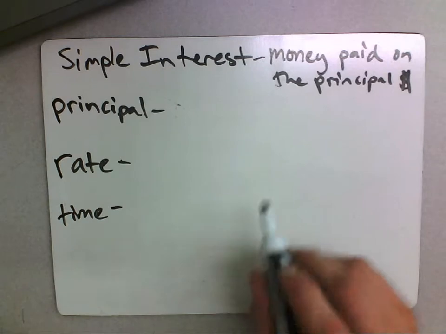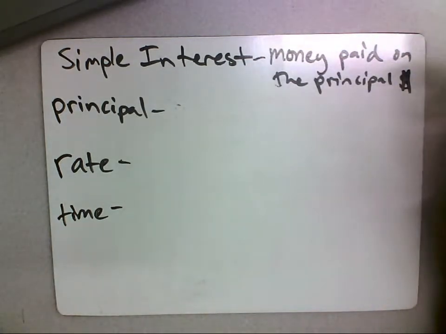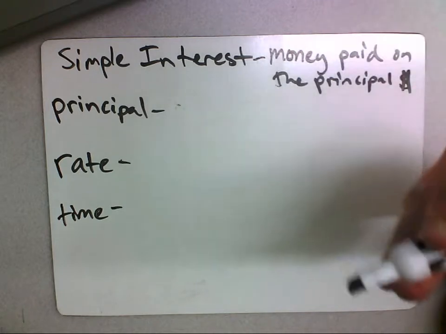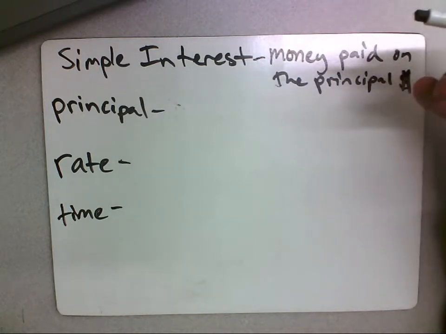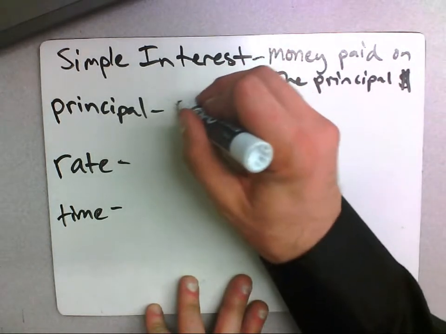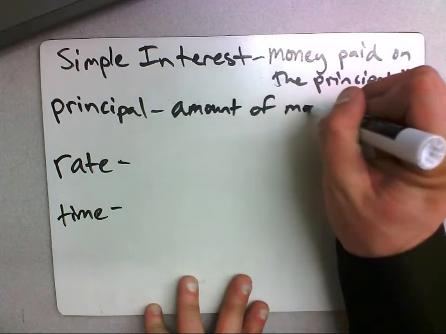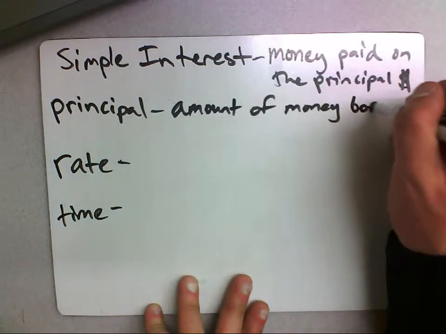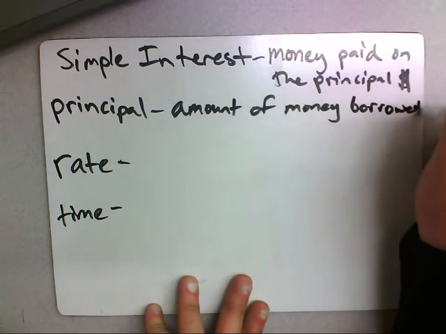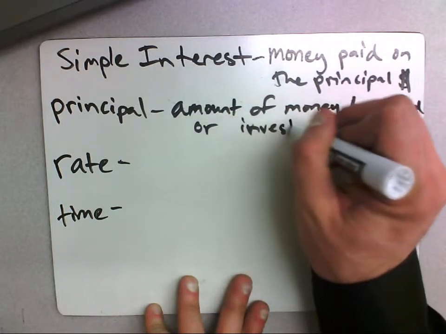So, simple interest is money paid on top of a principal amount of money, so either money borrowed or money invested in something. So principal is going to be the amount of money borrowed or invested.